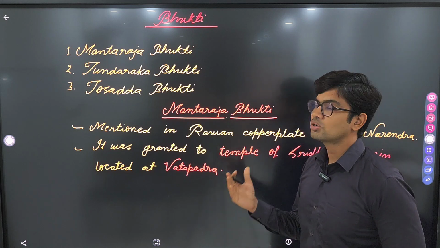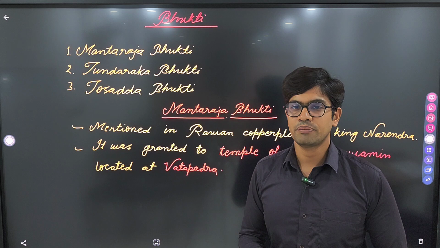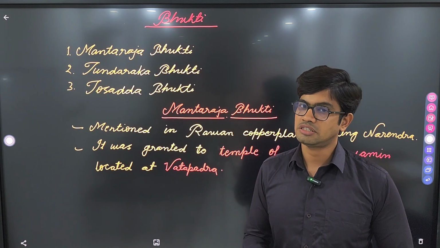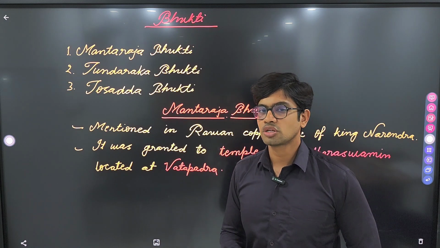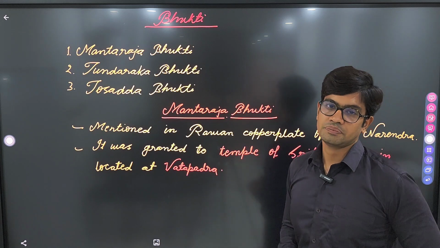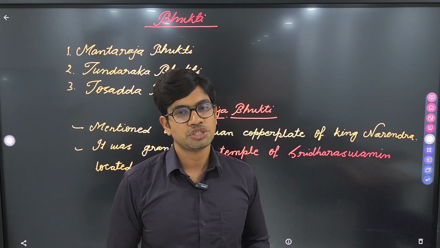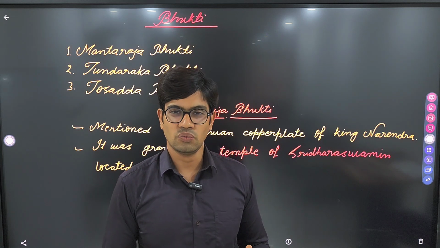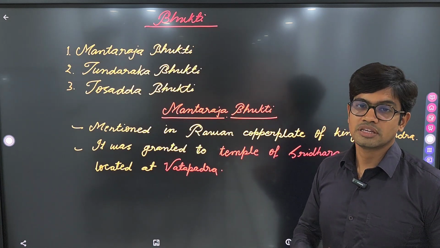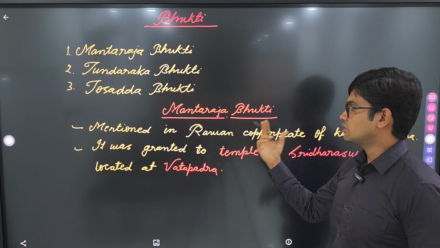As far as the Bhukti unit is concerned, so far the evidence of 3 Bhukti units has been recovered from the copper plates issued by Sharabhpuriya kings from time to time. These 3 Bhukti units are Mantaraja Bhukti, Tundaraka Bhukti and Tosadda Bhukti. The names are quite strange because the language which they spoke in that era was also different. So let's see where and how these bhuktis were identified. Let's talk about the Mantaraja Bhukti.